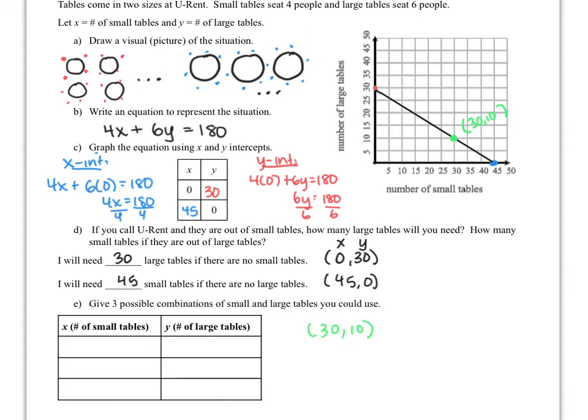So it looks like if I had 30 small tables and 10 large tables, that would get me 180 people. But I would check that by using my equation, because remember, if I have 30 small tables, that's going to be 4 people per table. That would be 120 people. And if I had 10 large tables at 6 people per table, that would be 60 people, and that would in fact give me a total of 180. So one of my combinations that I just found was 30 small and 10 large.